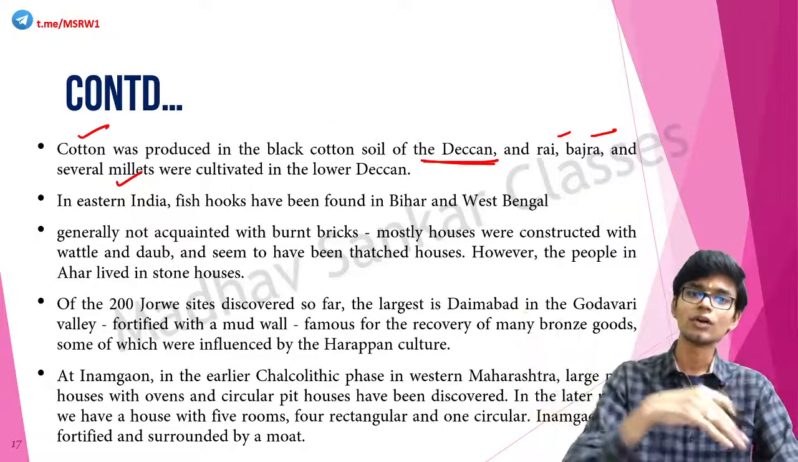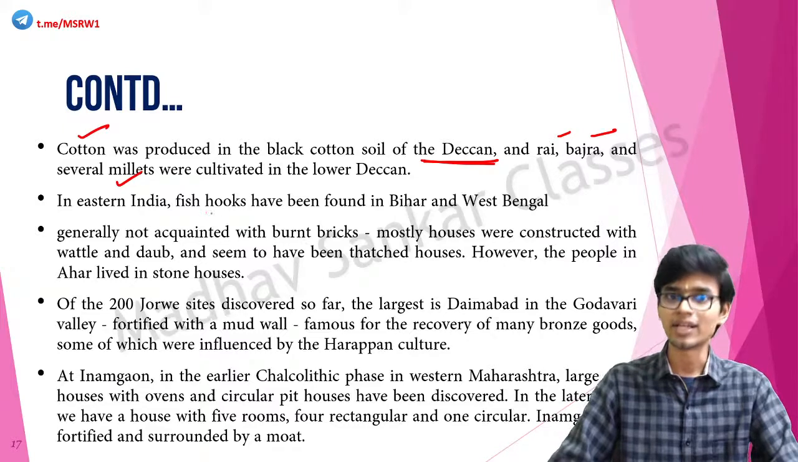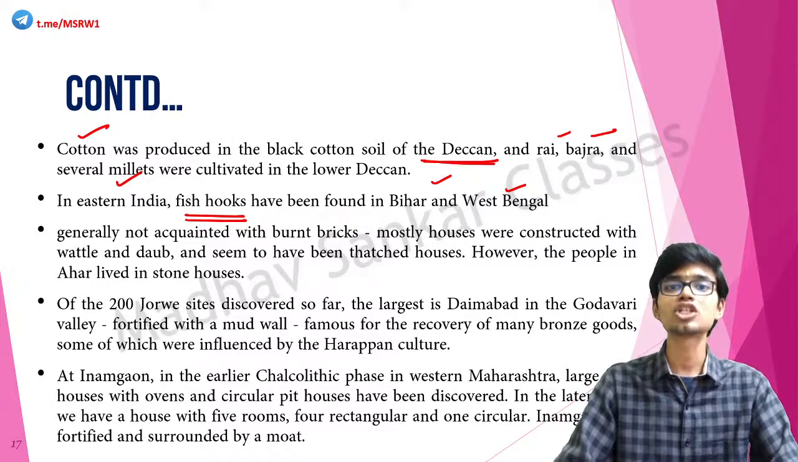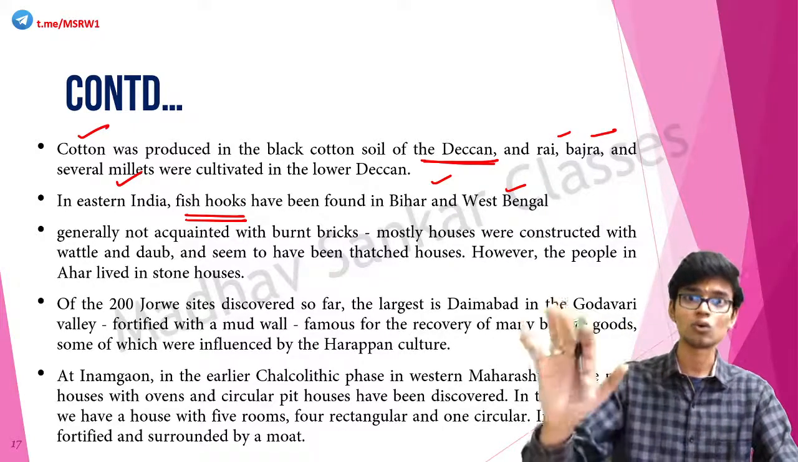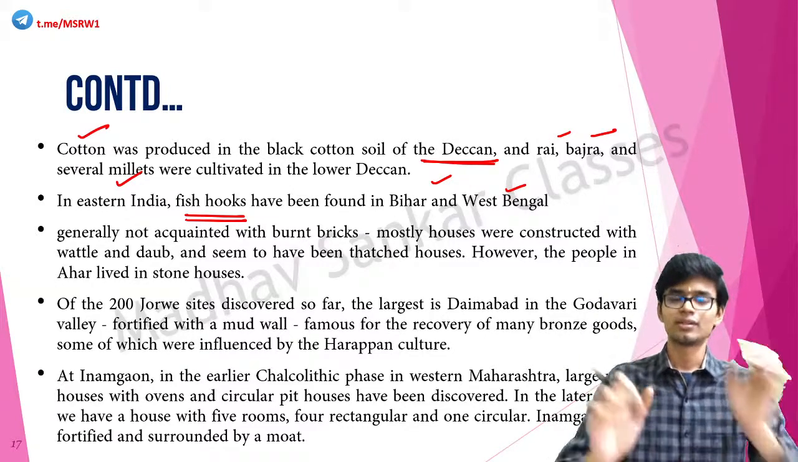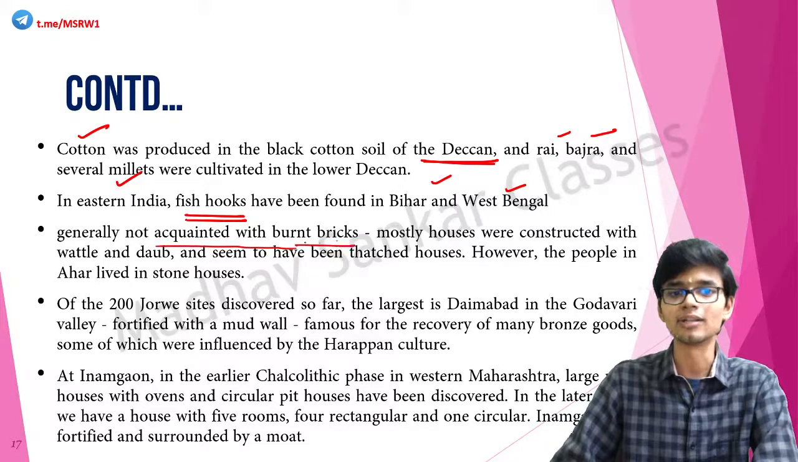In eastern India, along with rice, we also come across certain evidences of fish hooks. Okay, in eastern India, areas like Bihar and West Bengal, we have evidences of rice cultivation. So along with that, we also find some fish hooks from that period, which means people practiced fishing also. So rice and fish, which is a very common diet in that region even now, has been so since the Chalcolithic period. Clear?